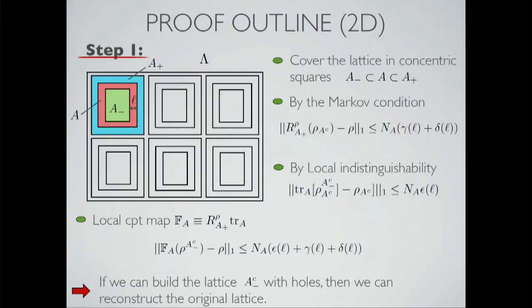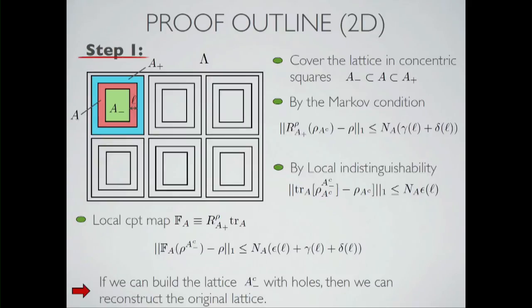So in particular, we first trace out the red and green region to obtain rho A complement. But we know that because of the Markov condition, there exists a quantum channel which is local only on the blue, red, and green region, which recovers tracing out the inside. So this gives us our first map.